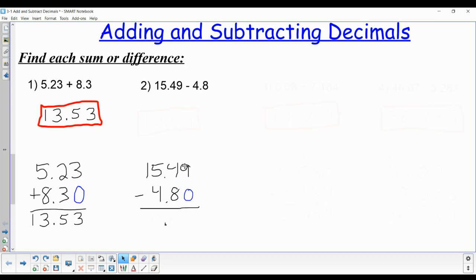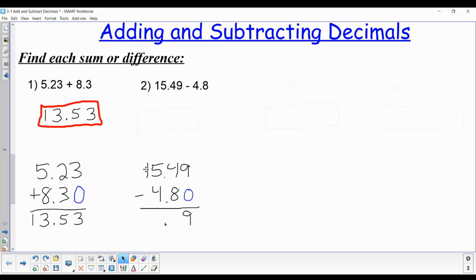When I'm subtracting, the 9 minus 0 are both in the hundredths place. 9 minus 0 is 9. The 4 minus 8 are both in the tenths place. 5 and 4 are both in the ones place. And the 1 is in the tens place. You only have to put zero placeholders in the decimal part to the right. You do not have to do that to the left.